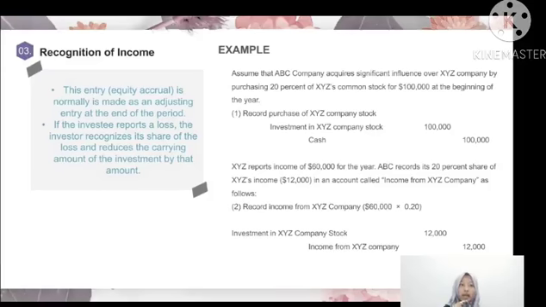Total amount is $100,000. And additional information here, we can see XYZ reports income of $60,000 for the year, and ABC records its 20% share of the XYZ income in an account called income from XYZ company as follows. In debit, it is investment in XYZ company, and in credit, income from XYZ company. Both hold the amount of $12,000. $12,000 we can get from 60,000 times 20% or 0.20.